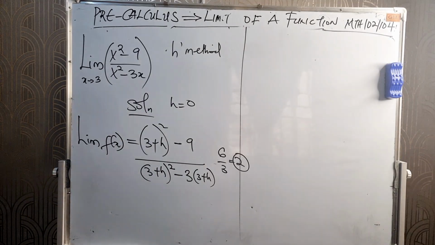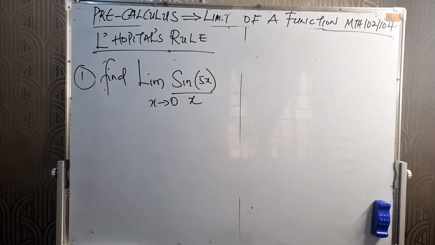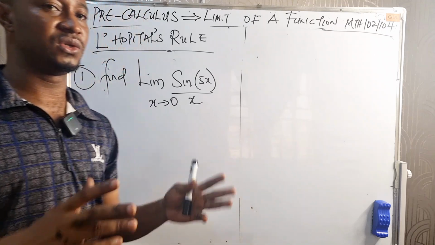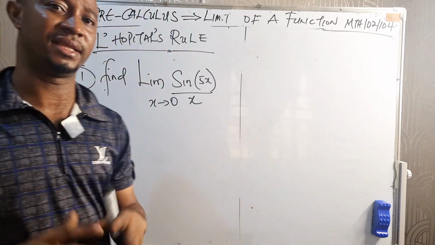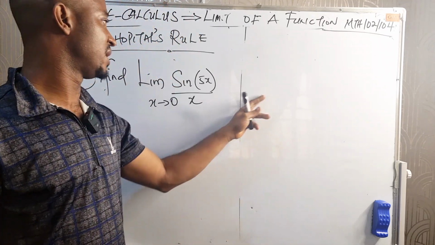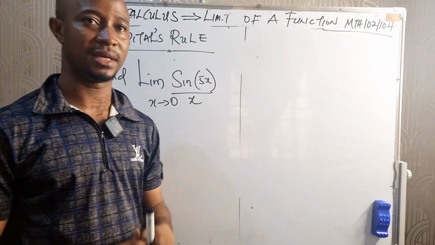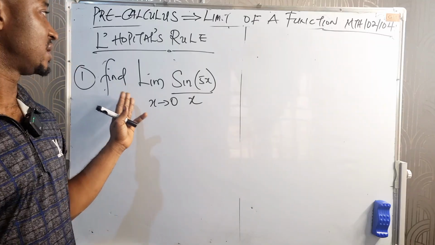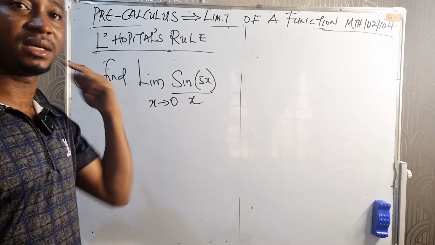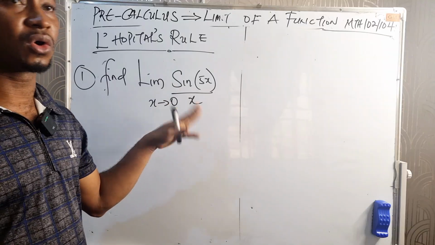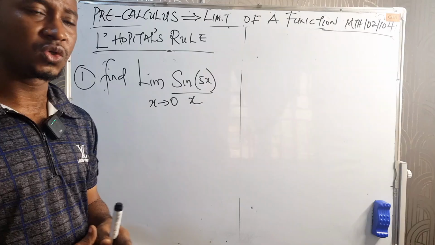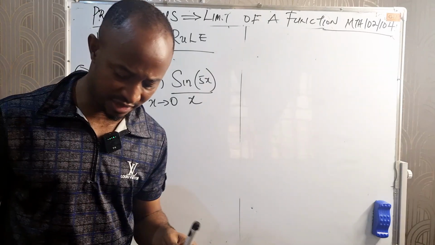Let's move into another method called L'Hopital's rule. Okay, let's look at L'Hopital's rule. L'Hopital's rule is more like a calculus method. It is used when direct substitution gives an indeterminate form, like if I have 0/0. That's when we use L'Hopital's rule. Most of the time, given a function like sine 5x over x, or let's say log 5x, exponential 5x, cosine 5x or any other number. So we use this method when direct substitution gives an indeterminate form.